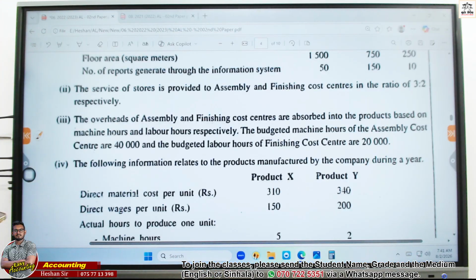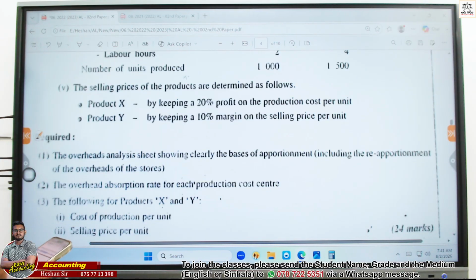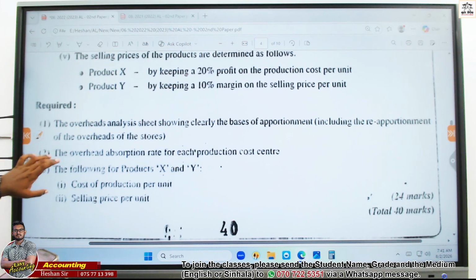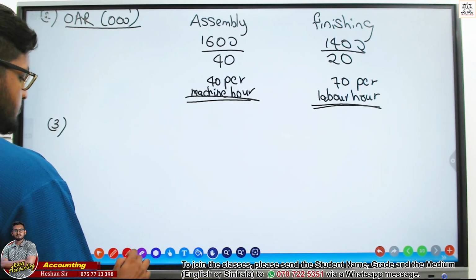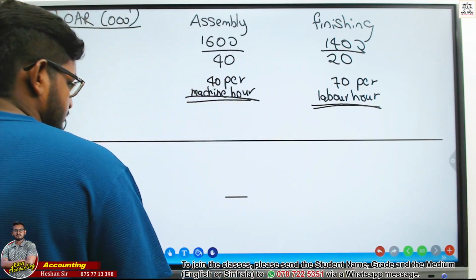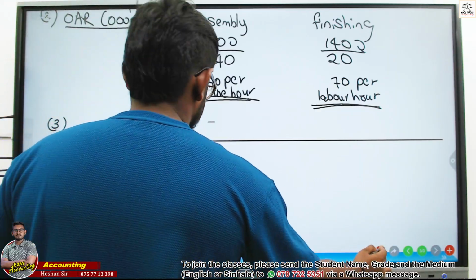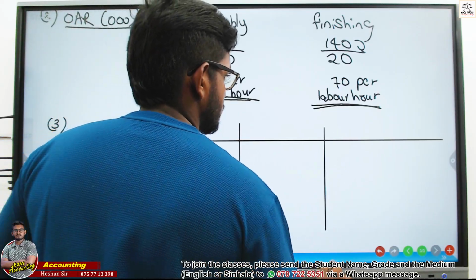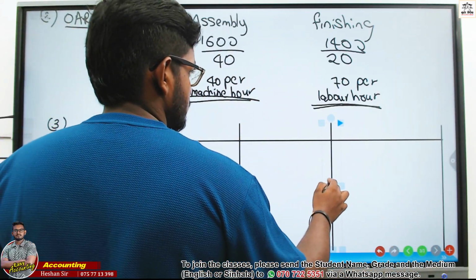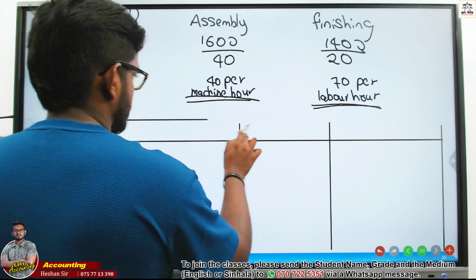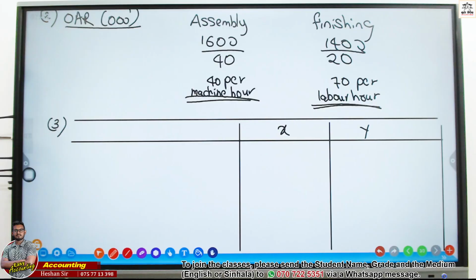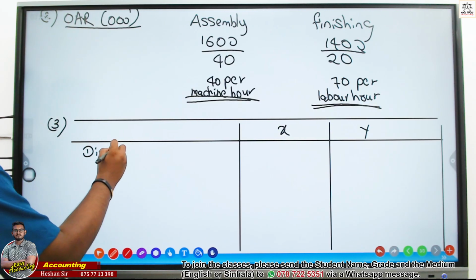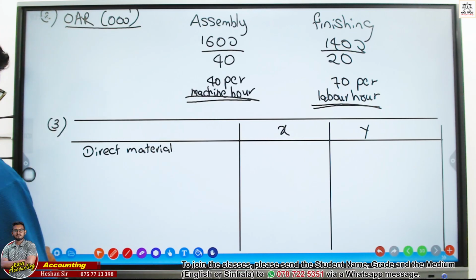Number 3, the following for products X and Y: the cost of production per unit and the selling price per unit. Cost of production, right? So they are asking for both products X and Y, right? So you can see direct material. The direct material is given.